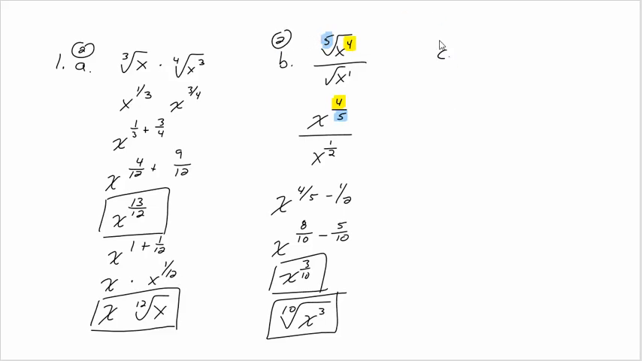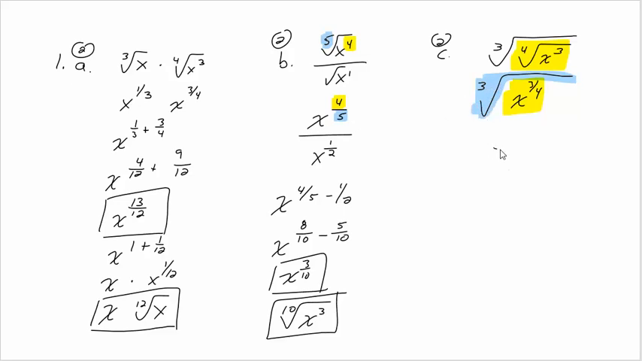Alright, c is also worth 2 points, and we have the cubed root of the fourth root of x to the third. Alright, so let's start with this inside part here. And we're going to change that to a fractional exponent. What would the fractional exponent for that be? X to the 3/4. Okay, so now we have that, and that's still underneath a cube root. So now I want to take this cubed root and write that as a fractional exponent. So I have x to the 3/4, and then that's going to be to the 1/3.